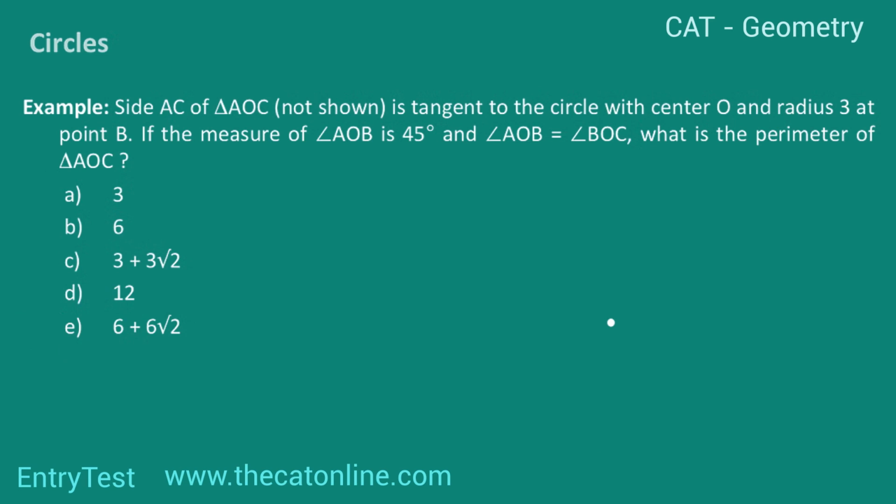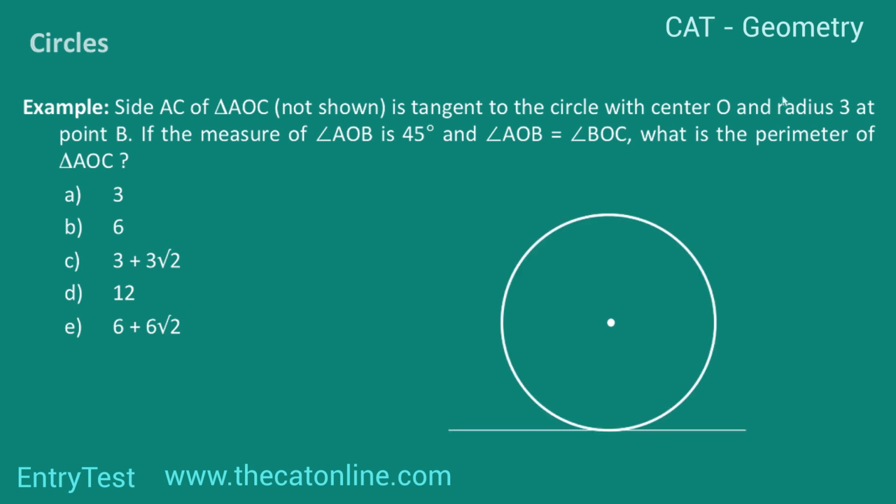Let's look at another example. Side AC of triangle AOC, not shown, is tangent to the circle with center O and radius 3 at point B. If the measure of angle AOB is 45 and angle AOB is equal to angle BOC, what is the perimeter of triangle AOC? Now for this, first I'll have to draw the circle.